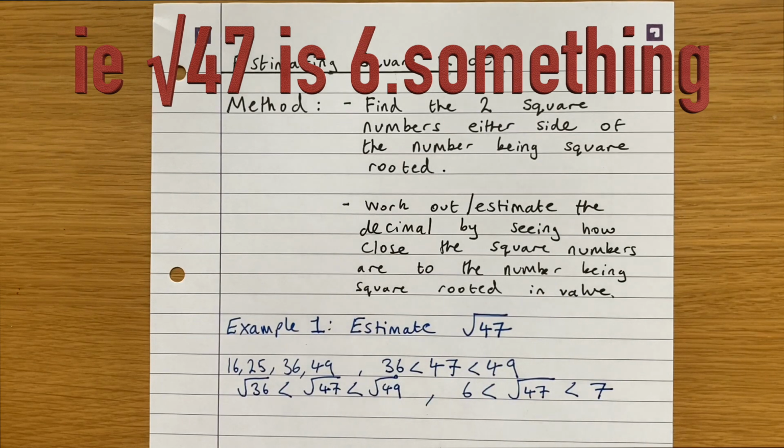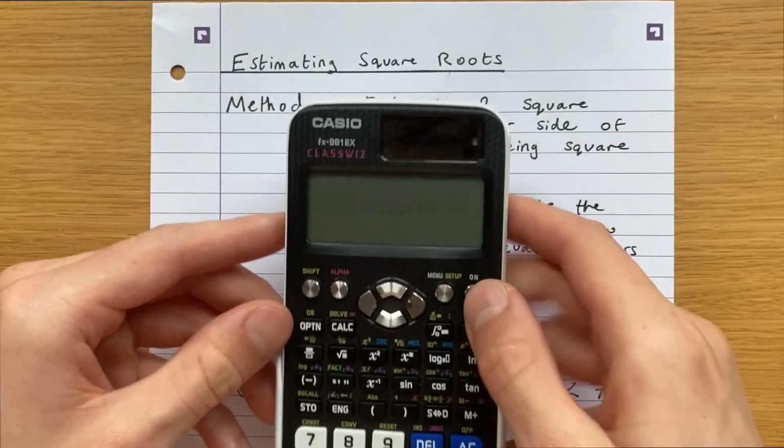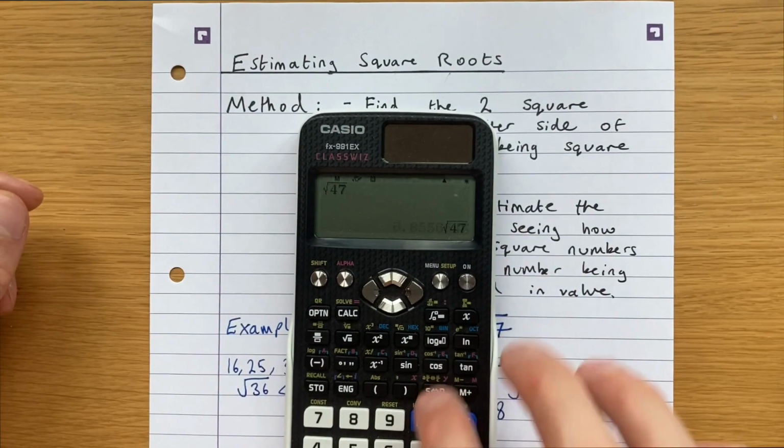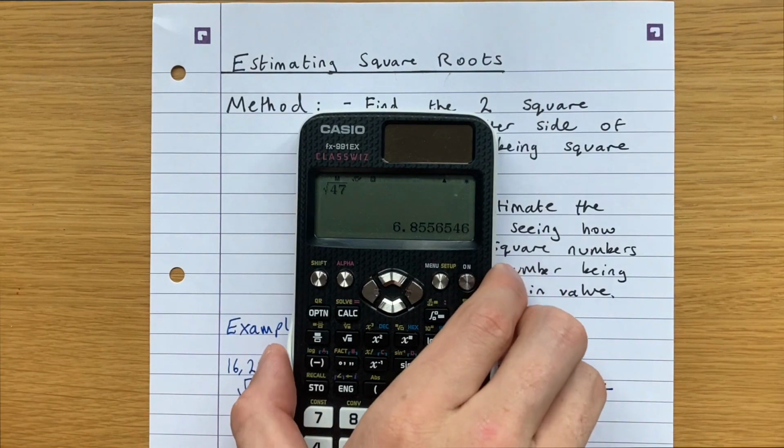And now when it comes to estimating the decimal point, we just look here. How close is this number to this number? Given that 47 is a lot closer to 49, the square root of 47 must be much closer to 7. So an estimate of 6.8, 6.9 will probably do the trick. We can do a little squiggly equals for the square root of 47. And if we just grab a calculator, we can have a look here. The square root of 47 is 6.855. So yeah, around 6.8, 6.9.